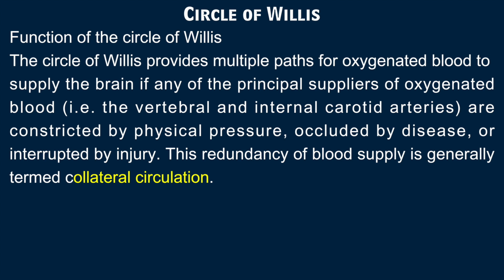What are the functions of the circle of Willis? The circle of Willis provides multiple paths for oxygenated blood to supply the brain if any of the principal suppliers of oxygenated blood are constricted by physical pressure, occluded by disease, or interrupted by injury. This redundancy of blood supply is generally termed collateral circulation.